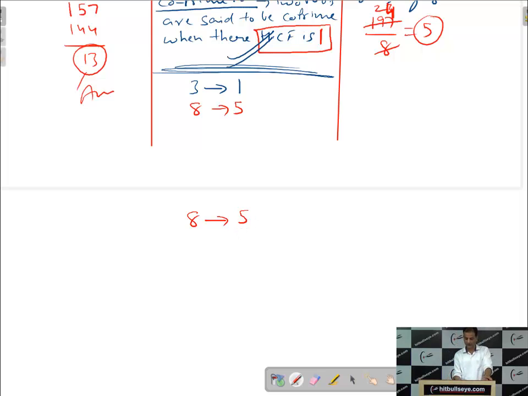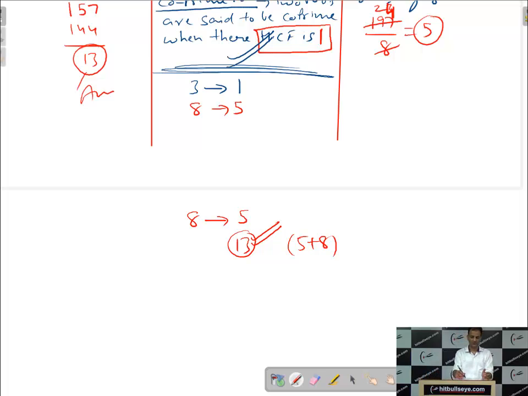Now if we add 8 to this number, 5 plus 8 is 13. This number will give remainder 5 when divided by 8. Is it clear? Because 13 divided by 8, remainder will be 5. And when you divide 13 by 3, remainder will be 1. So this number satisfies both the conditions. When divided by 8, remainder is 5; when divided by 3, remainder is 1. So the answer will be 13, students.